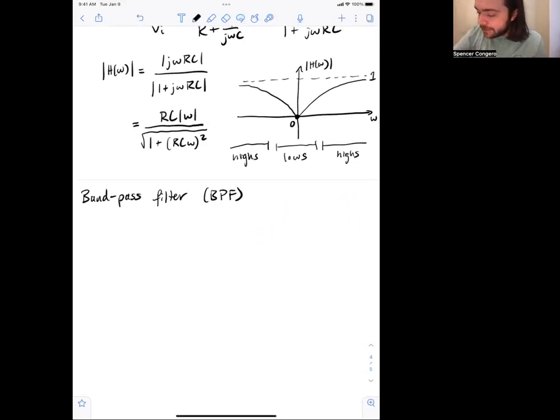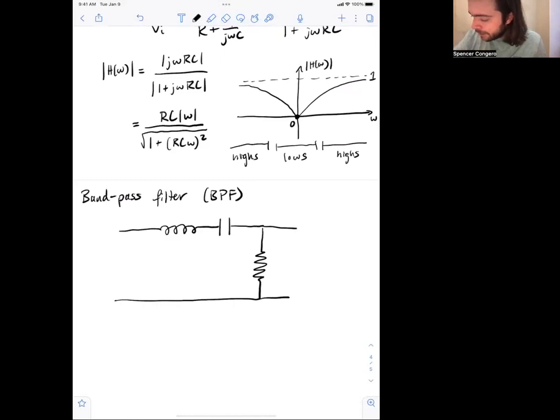So what does this look like? Well, again, just one example. Here we're going to use an inductor, a capacitor, and a resistor. So inductor, capacitor, and then a resistor, and we're going to have our input voltage and our output voltage. This is inductor, capacitor, resistor.